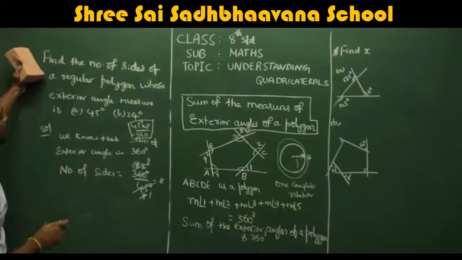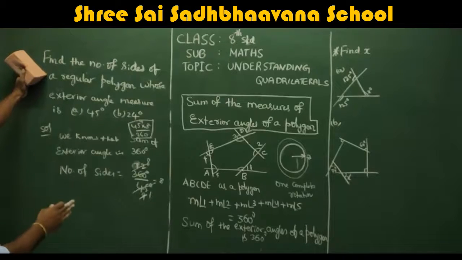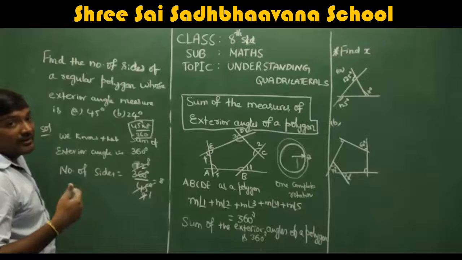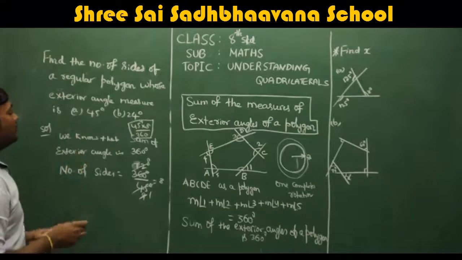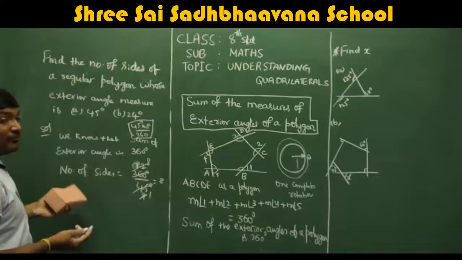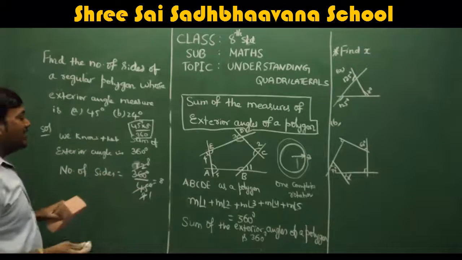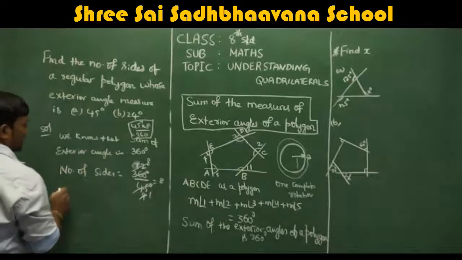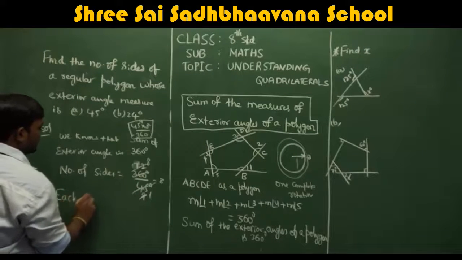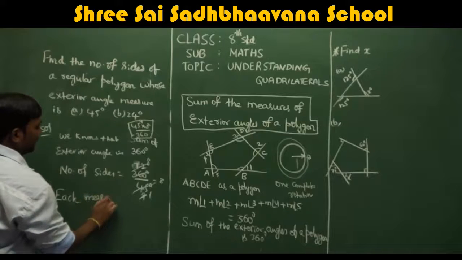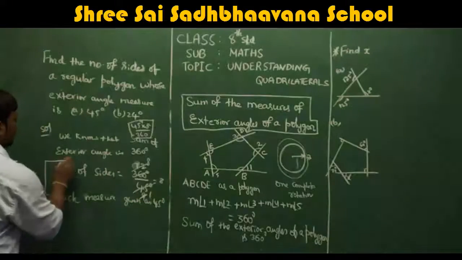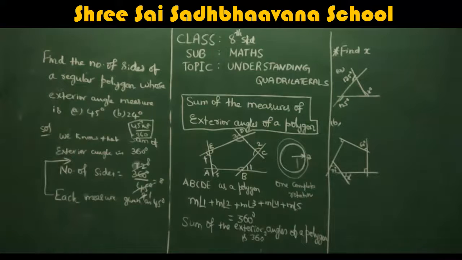So here they ask you to find the number of sides. They will give this kind of sums only for regular polygons. This cannot be done for non-regular polygons. So here what we have to do, we know that the sum of exterior angles of any polygon is 360. Similarly, we have to find the number of sides. So we know that each measure, I can write that also here. It will be a little messy, so I'll write here. Each measure is given as 45 degrees.